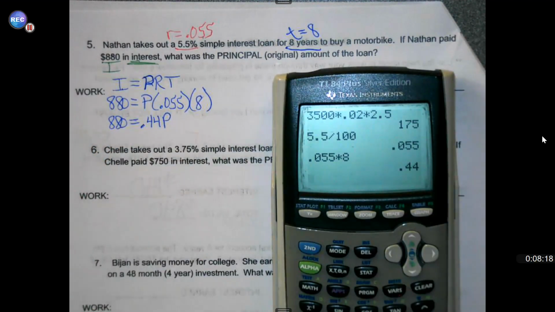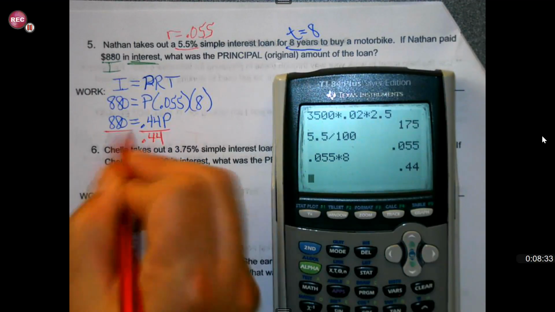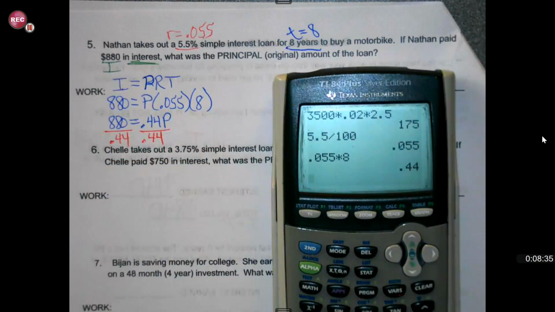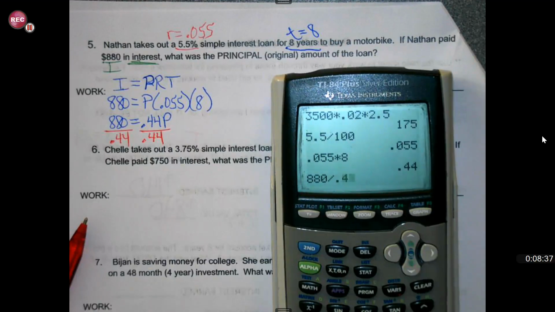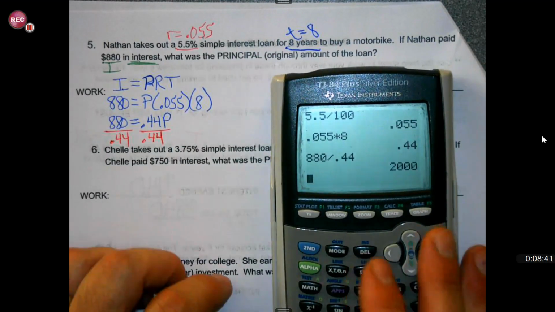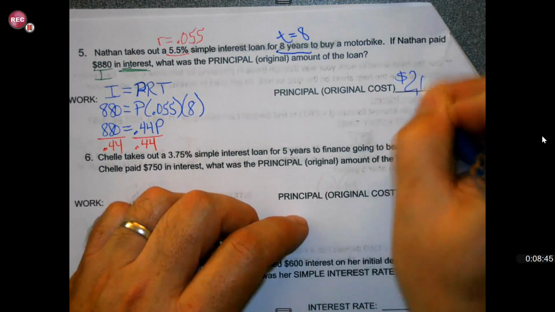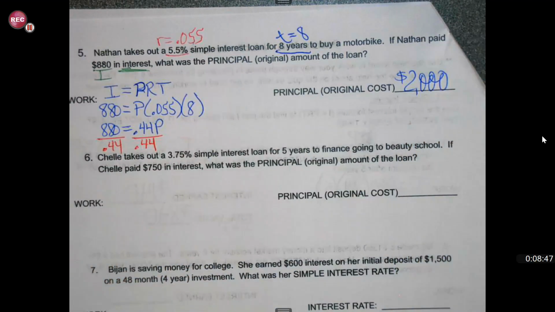And then here comes the question. I've cleaned up everything else I can. I need to know what P is. I need to get P alone. How am I going to get the 0.44 out of there so I can find P? Divide. So 880 divided by 0.44, the original principal of the loan, was $2,000.